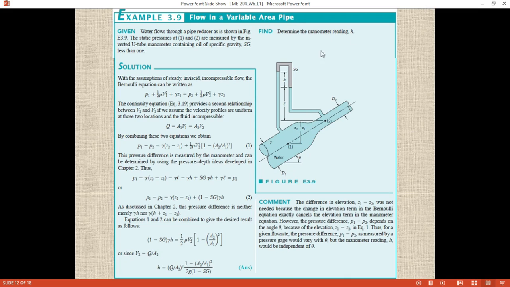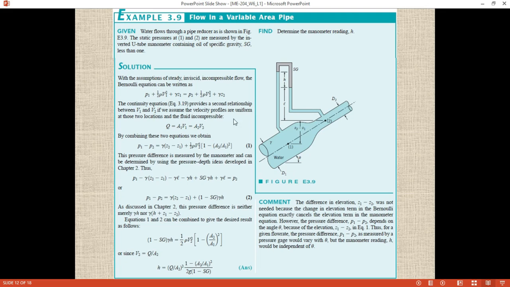Now we have to determine the height h, because height h is a function of the pressure at point 1 and point 2. We can find P1 and P2 by using the Bernoulli equation, converting the velocity into pressure. First we find the pressure at point 1 and point 2 using the Bernoulli equation, then whatever value we find we equate with the equation of the U-tube manometer, because the pressure difference P1 minus P2 is equal to the height of the column. In the Bernoulli equation, P1 minus P2 is equal to the difference of velocities and also the difference of elevations, because the pipe is making some angle theta.